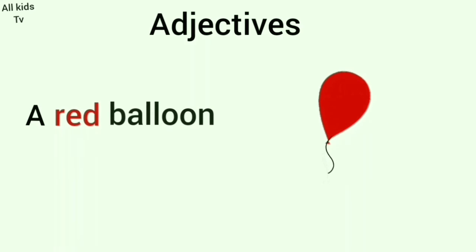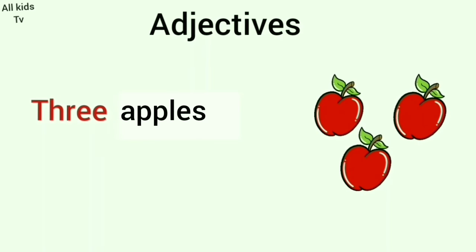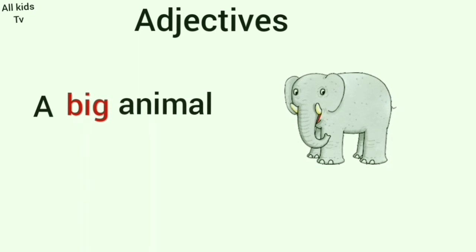A red balloon. Here, red is the adjective because it describes the noun balloon. 3 apples. Here, 3 is the adjective because it describes the noun apple. A big animal. Here, big describes the size of the animal. So, big is the adjective.